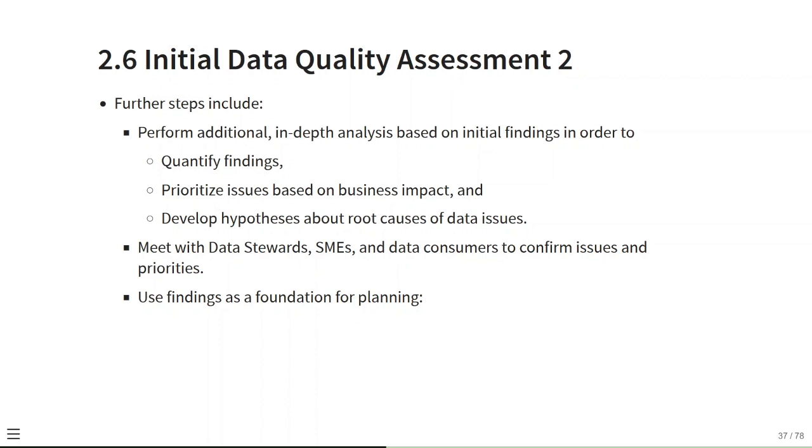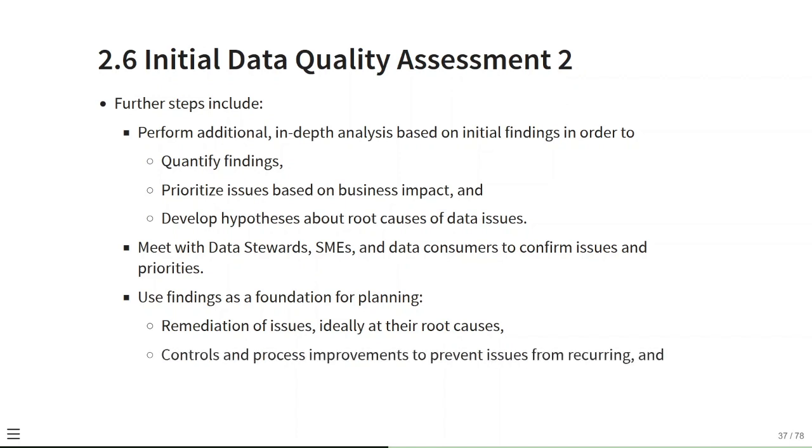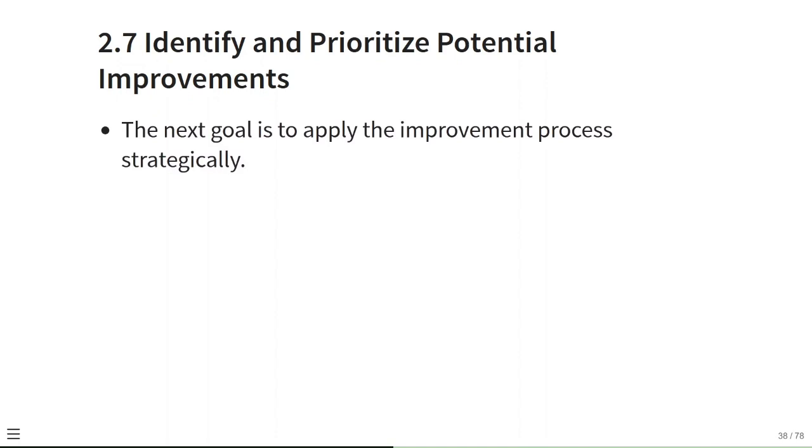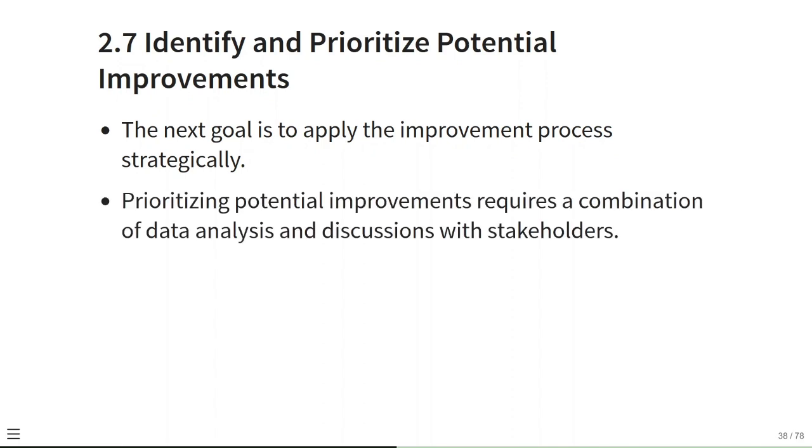Use findings as a foundation for planning remediation of issues, ideally at their root causes, controls and process improvements to prevent issues from recurring, and ongoing controls and reporting. Identify and prioritize potential improvements. The next goal is to apply the improvement process strategically. Prioritizing potential improvements requires a combination of data analysis and discussions with stakeholders.